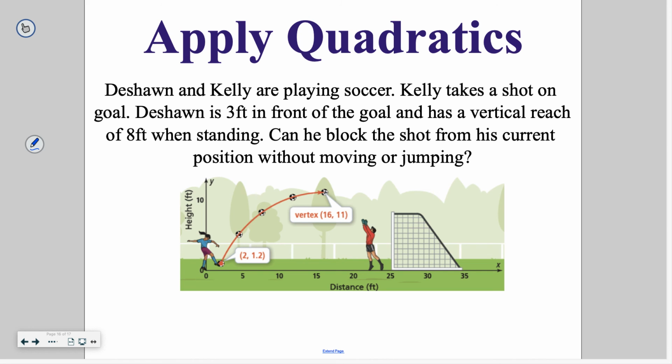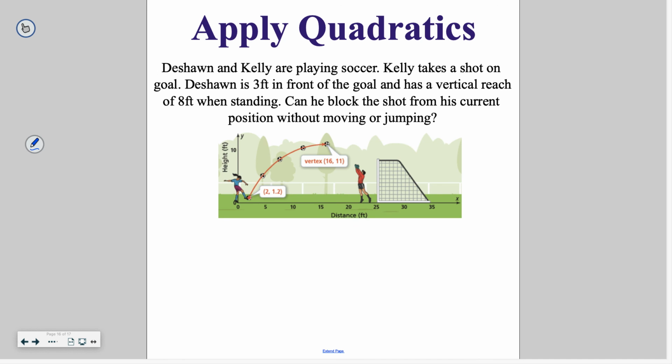Now notice, this one doesn't give us the equation to work with, but that's fine. We know how to find an equation. It doesn't tell us it's a translation, so we are going to have to account for that a value. So I'm going to start by saying f of x is equal to a parentheses x minus our x coordinate, which is 16, squared plus 11. So that's going to be my initial equation that I'm going to start with.